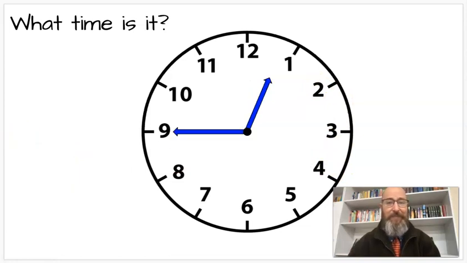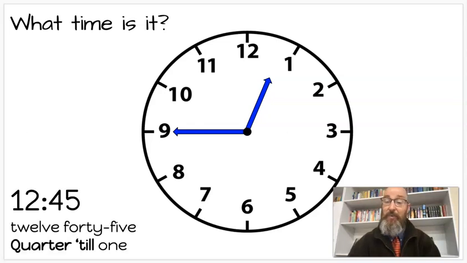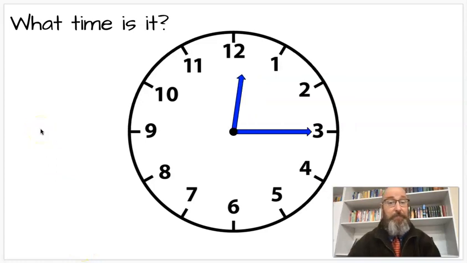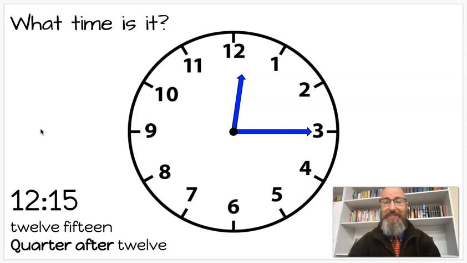What time is it? 12:45 is correct. That's a quarter till 1. We're at quarter till when it's at the 9. What time is it? 12:15 or a quarter after. We have at 3, so we have 3 jumps of 5. 5, 10, 15, 12:15.